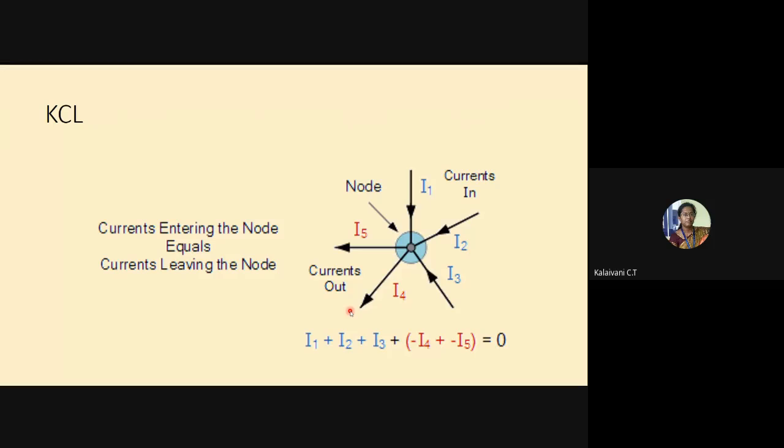So everyone remember your KCL law. What is Kirchhoff's current law? The current entering a single node will be equal to the current leaving the node. So if you see this diagram, we can understand here I1, I2, I3 enter the junction and I4 and I5 leave the junction. So I1 plus I2 plus I3 will be equal to I4 plus I5, or minus I4 plus minus I5 will be equal to 0. So this is our Kirchhoff's current law.